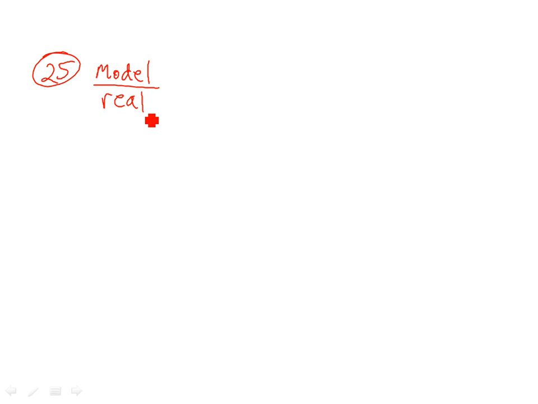Well, what did they tell us about the model? Somebody help me out on 25. Let's go. 42 inches. The model of the bridge is 42 inches. What did they tell us about the real bridge? 1,750 feet. Now, what's the problem with that? One's in inches, one's in feet.